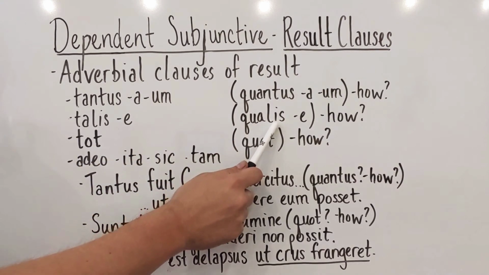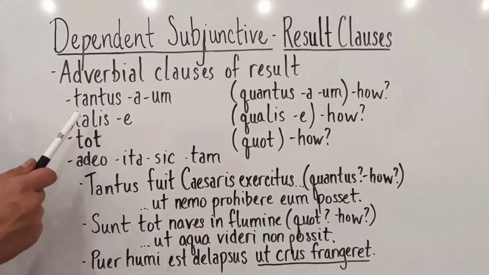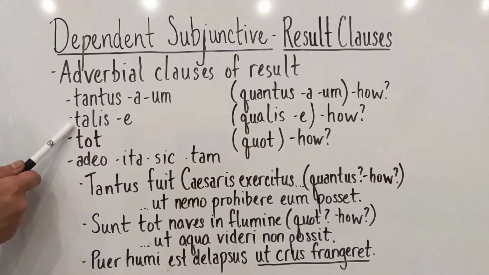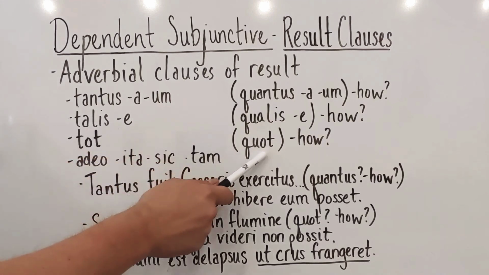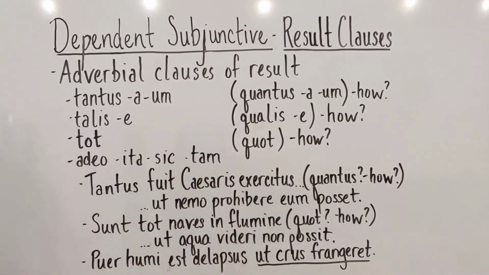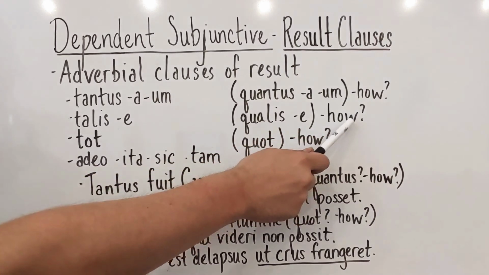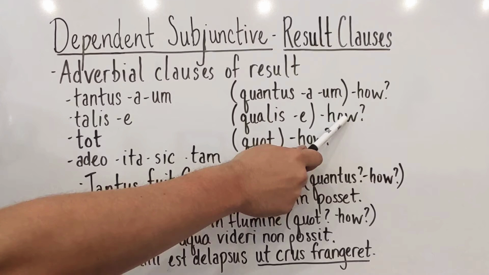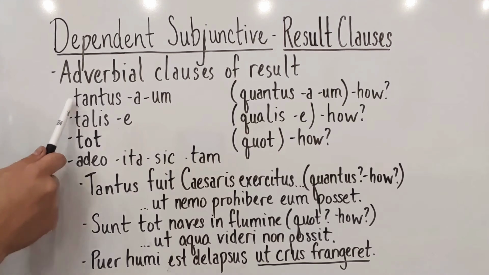Same thing with talis tale. It is correlative with the interrogative qualis quale. Of what quality or of what kind? How is it? What's its quality? How is its quality or character? Such a quality, talis. And then we have tot, which means so many. And its correlative, quot, which is the interrogative, how many? How many are something? Adverbial, how big, how, of what kind, how quality, how many. So many, of such a kind or quality, so great.